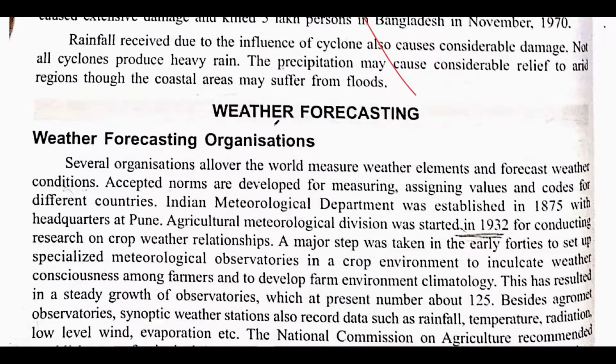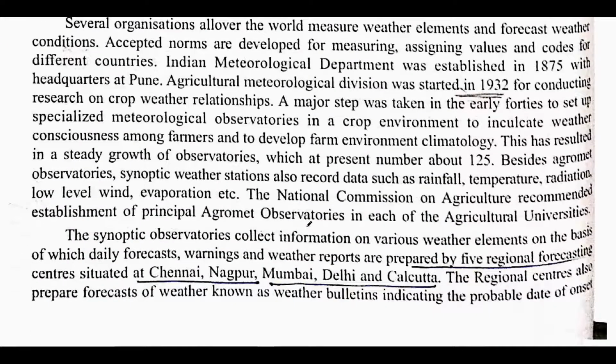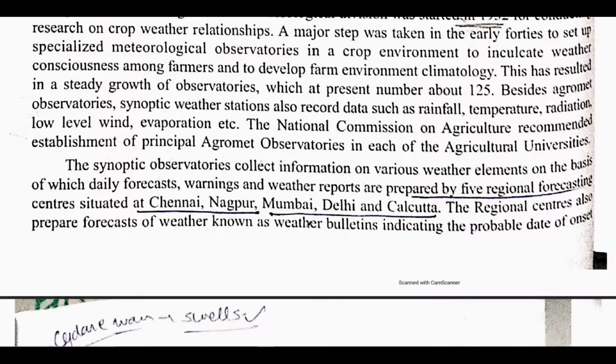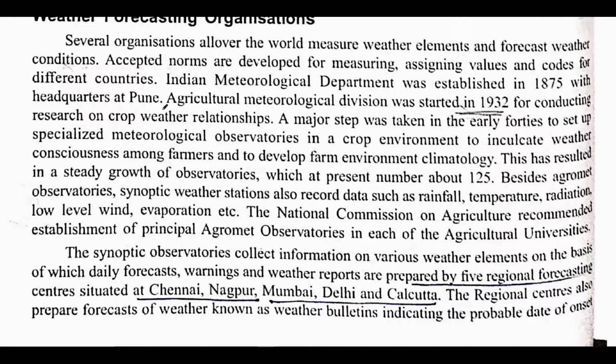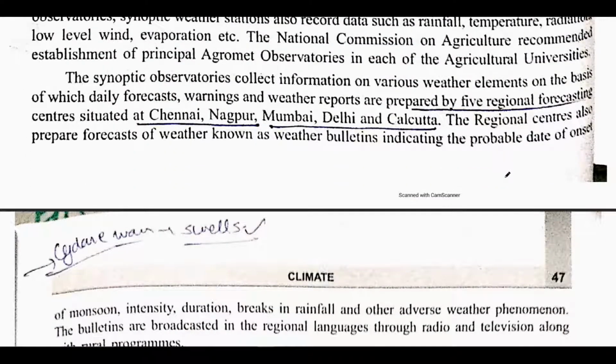Now, various weather forecasting methods. This is important: in 1932 the agricultural meteorological division was started. Now, basically in India there are 5 regional forecasting centers in Chennai, Nagpur, Mumbai, Delhi and Calcutta.